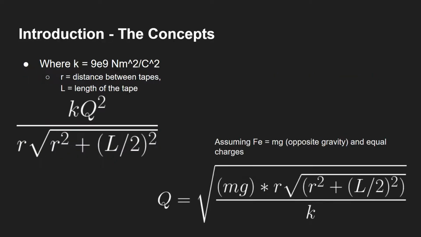Now, the main formula we're going to be using is right here, derived from lecture, where K is 9e9 newton meter squared per coulomb squared, R is the distance between the tapes, and L is the length of the tape.